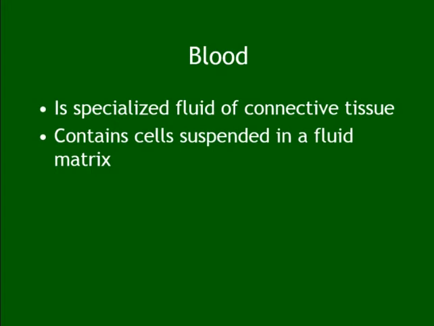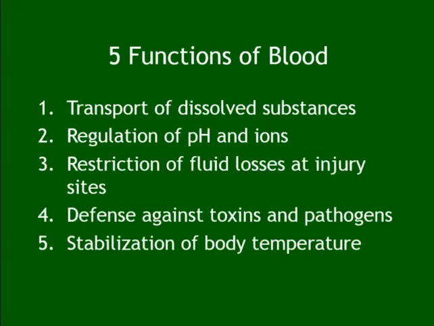It's basically a fluid matrix, which is a watery fluid that contains other materials dissolved in it, and we'll talk about this, and cells. So we're talking about fluid and cells in that fluid. Generally speaking, the function of the blood is to transport dissolved substances like oxygen and carbon dioxide. Oxygen will be transported in the blood to go to the tissues. Carbon dioxide will be transported in the blood to move away from the tissues and go to the lung.